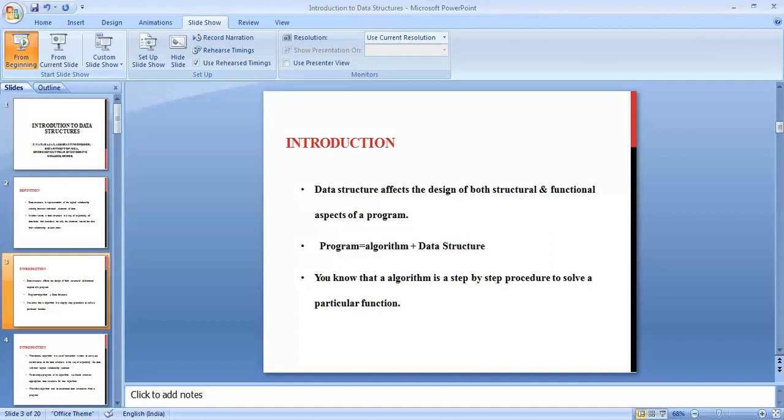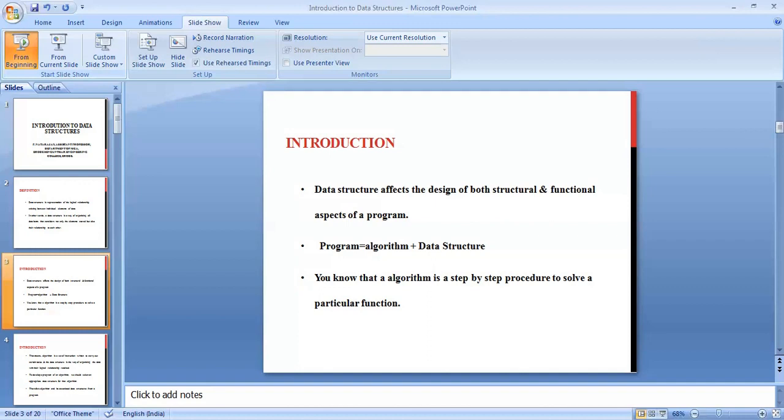Just wait, go to the next slide. Here, non-primitive data structure. Again, list, stack, queue, tree, graph are examples of non-primitive data structures. See, students, here we concentrate only on 4 to 5: list, stack, queue, tree, and graph. I already told you, our next videos will come specifically for these data structures.